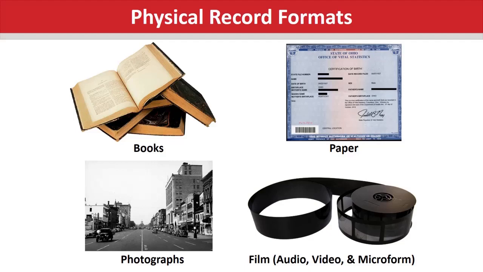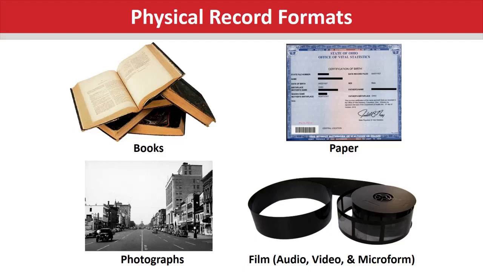Photographs. Photograph collections are held by many libraries. Also, you can find them in many different family collections. A lot of times there's things written on the back of them that'll say who people are. And then lastly, film. Film can be audio, video, or microform. Audio and video are a little more difficult to find for families usually. Usually those never leave the family archives.